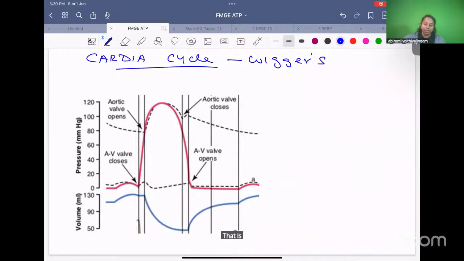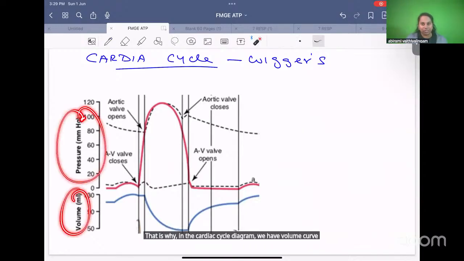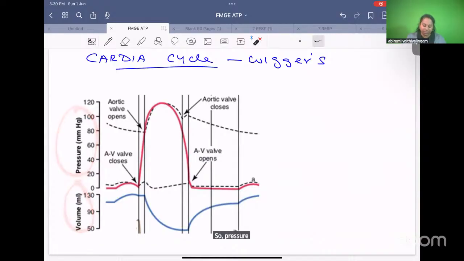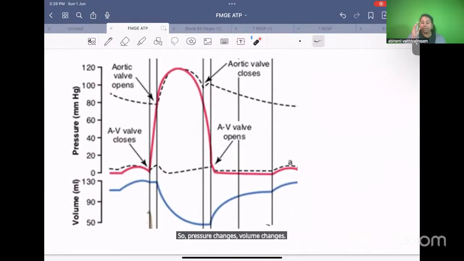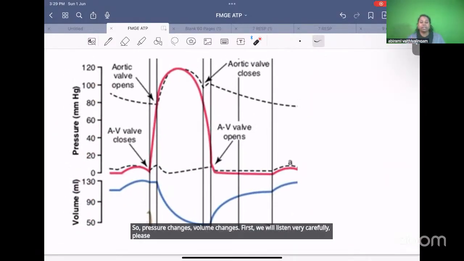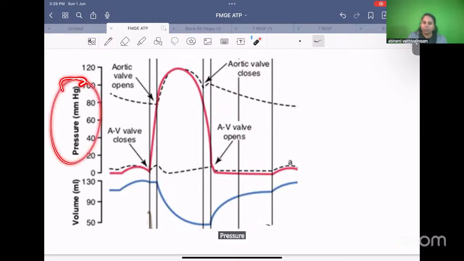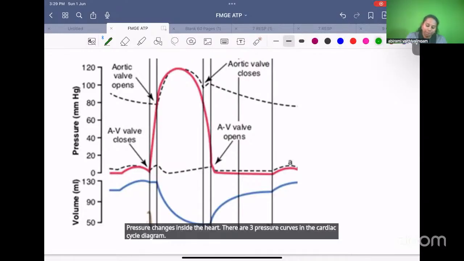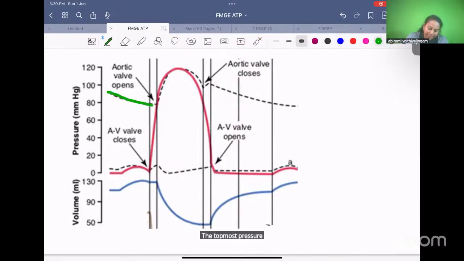That is why in the cardiac cycle diagram we have a volume curve and a pressure curve. For every heartbeat, what is the volume change, what is the pressure change? First, we will listen very carefully, please. Cardiac cycle is a very complicated, important topic. Pressure changes inside the heart: there are 3 pressure curves in the cardiac cycle diagram. The topmost pressure curve, I'll trace that in green now.